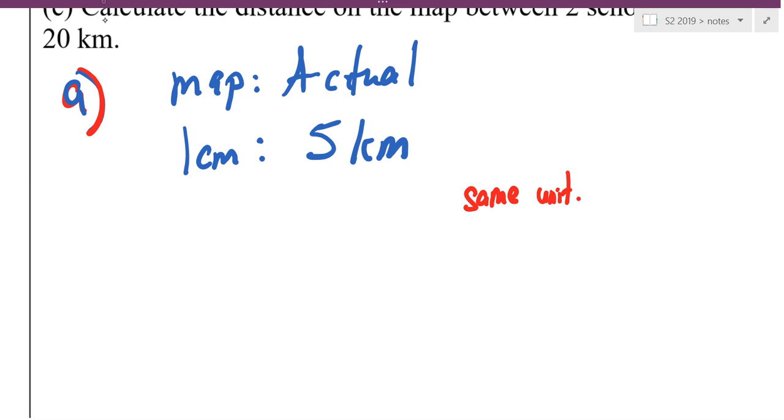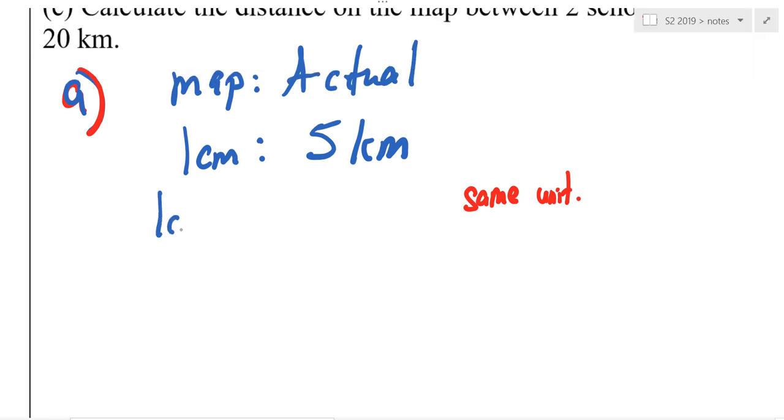Change km to what? Cm. How? Times what? Times how many zeros? 10,000, wrong. 100,000, correct. Do I need to go through? No need.